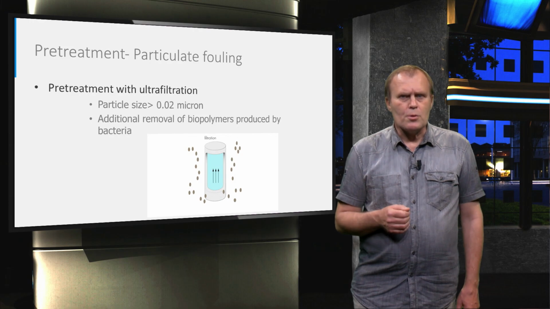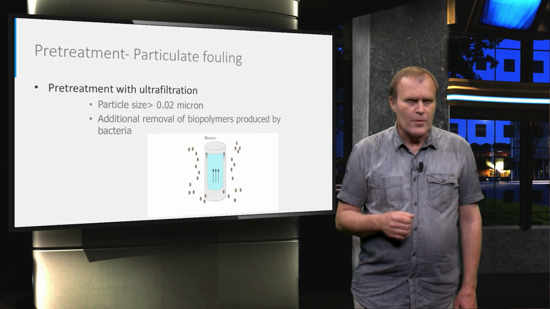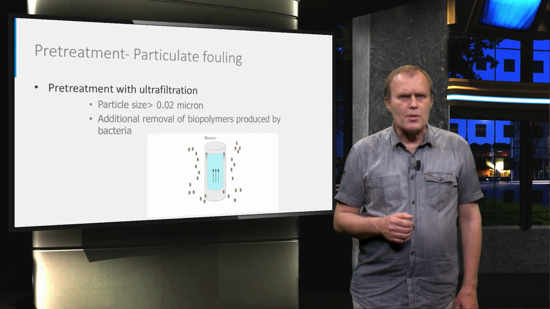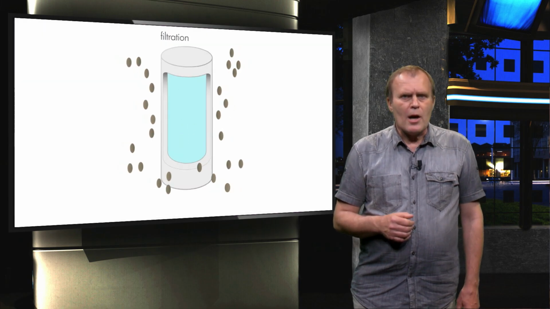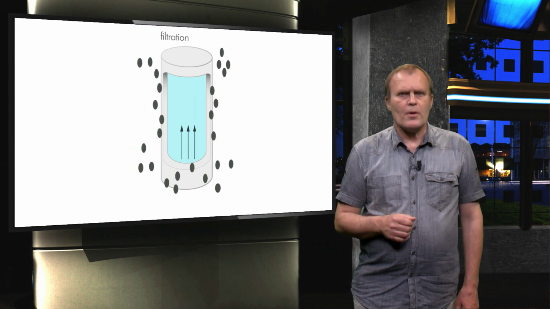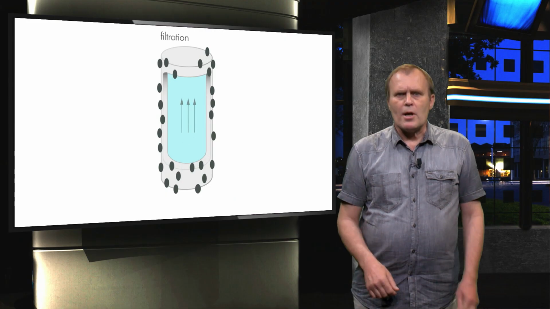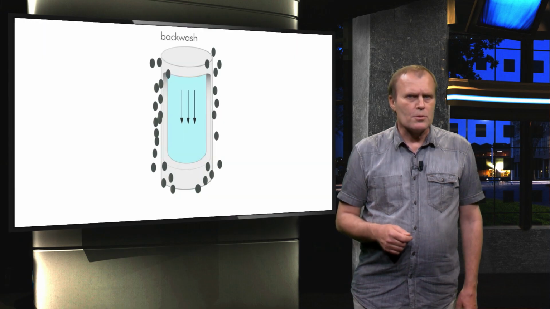Ultrafiltration is also used for removing particles before nanofiltration and reverse osmosis. Ultrafiltration is very compact compared to conventional treatment, and it removes particles down to 0.02 micrometer. In this animation, an outside-in operation is shown, but inside-out operation is also possible. The membranes are clogged during filtration and can be backwashed in order to remove all the accumulated particles.